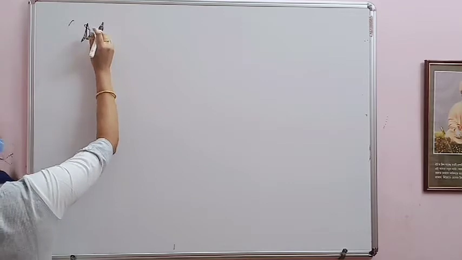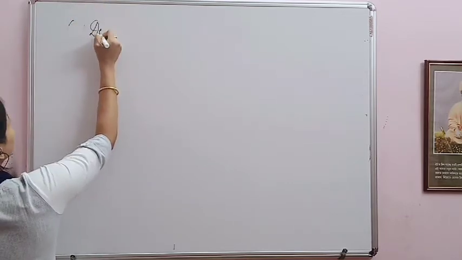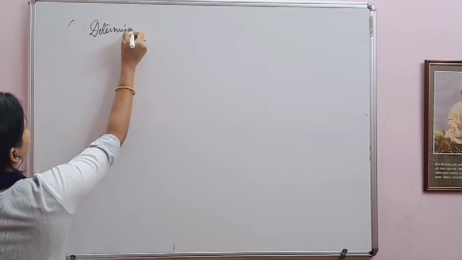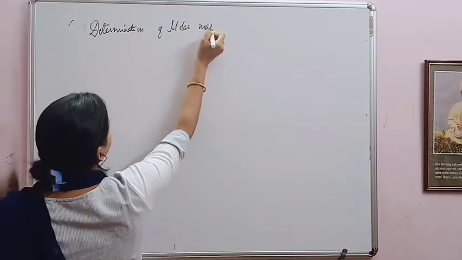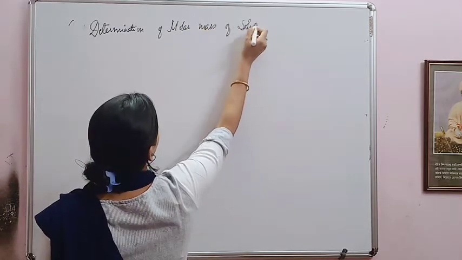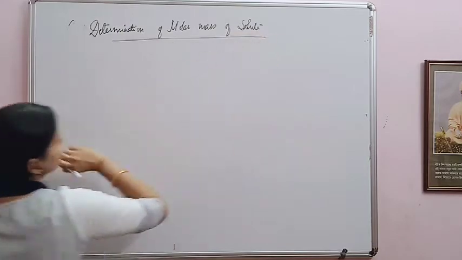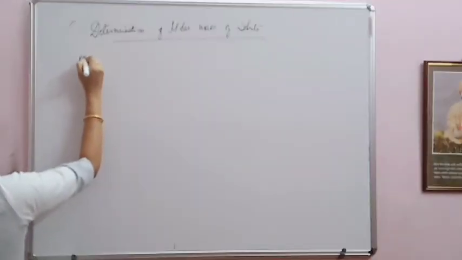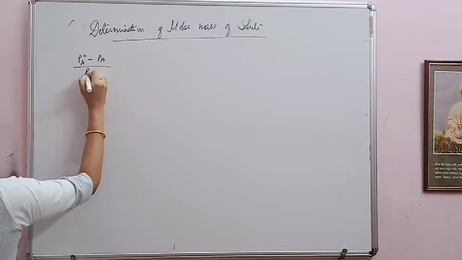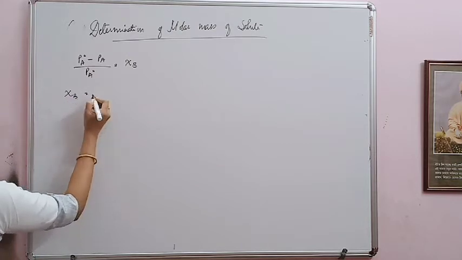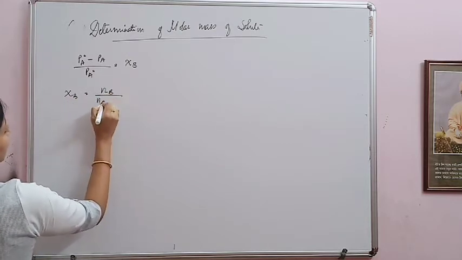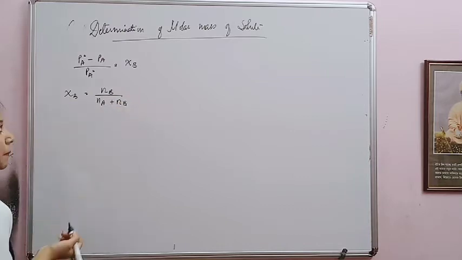Let's start. Determination of molar mass of solute. We know that our relation was PA naught minus PA divided by PA naught is equal to chi B. We know that the mole fraction formula is given by number of moles of B divided by number of moles of A plus number of moles of B.